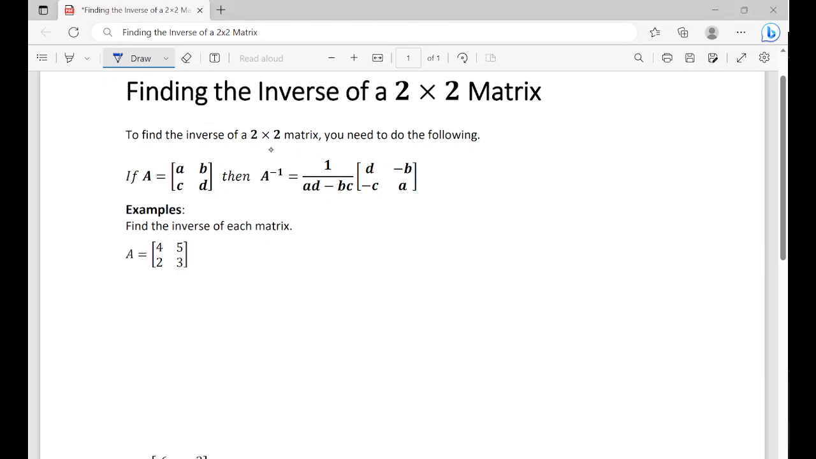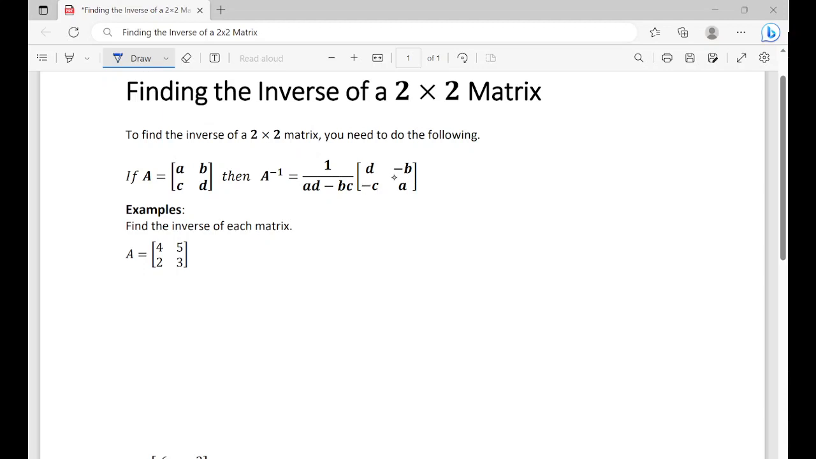To find the inverse of a 2 by 2 matrix, you need to do the following. If we have our matrix A, that's a 2 by 2 with entries A, B, C, D, then A inverse can be found by doing 1 over A times D minus B times C, multiplied by the matrix D, negative B, negative C, A.